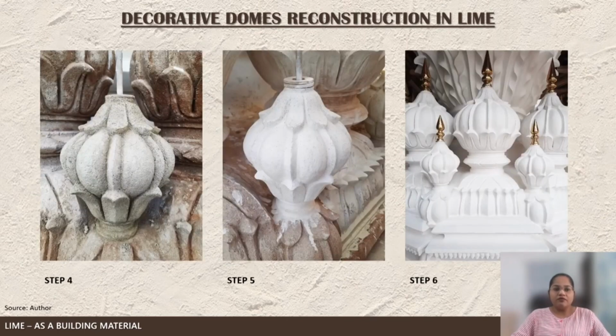Then steps 4 to 6: after the application of the rough layer, a further 1.5 inch to 2 inch thick layer of rough lime plaster was applied to get the desired shape of the elements. After drying of the rough surfaces, the finishing was started with the application of a very fine smooth lime plaster called Nirumal, adding marble powder for strengthening and a smooth surface. So here in step 6, we are getting the final finish of this dome.